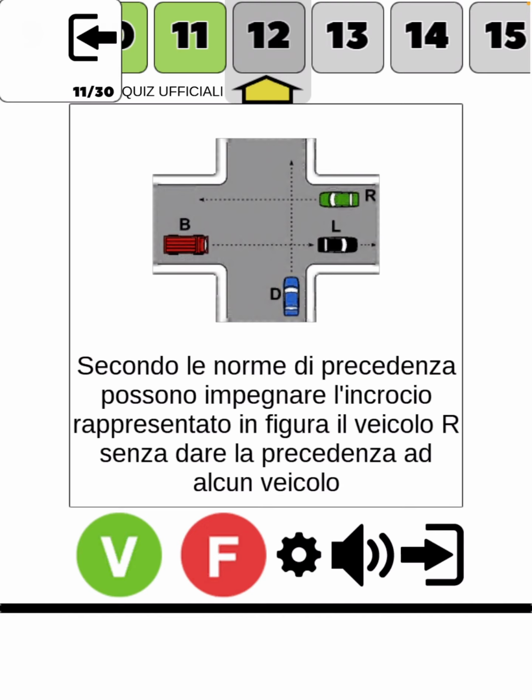According to the precedence rule, vehicle A can enter the intersection shown in the figure without giving precedence to any vehicle. The question is vero.